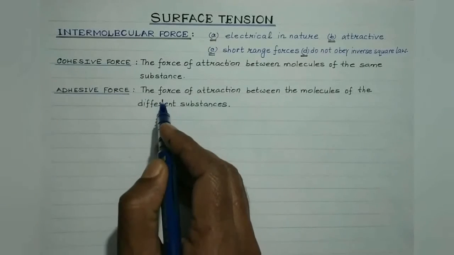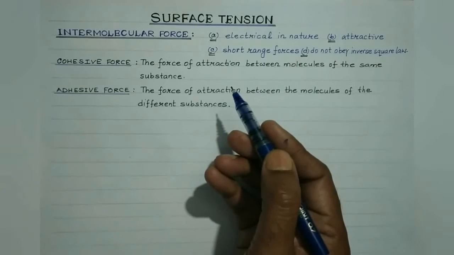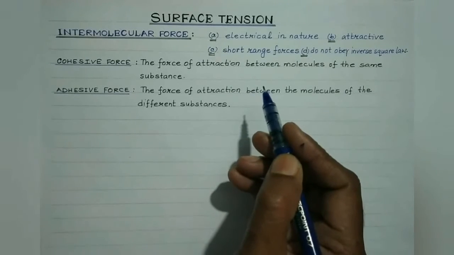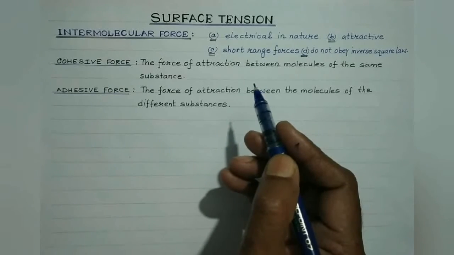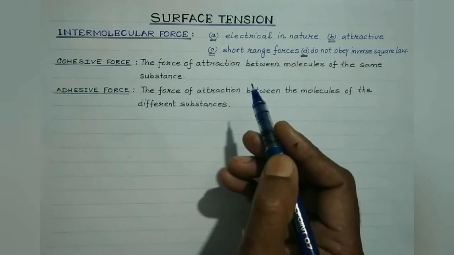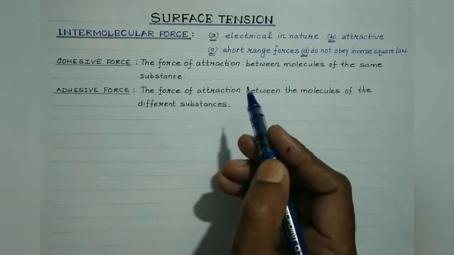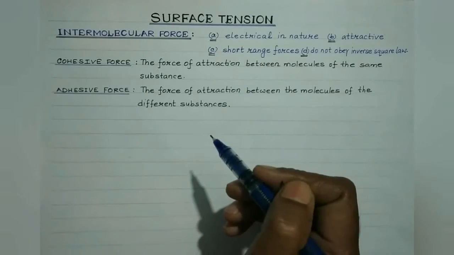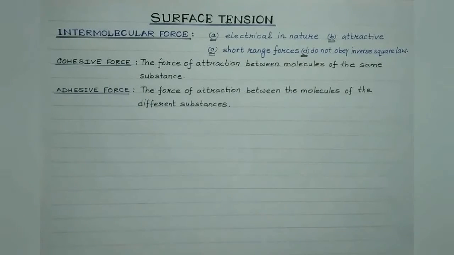The examples of adhesion are the sticking of glue to the wood or paint to the wall, or for that matter, we are able to write on the blackboard. That is because the particles of the chalk basically stick to the blackboard due to the large force of adhesion. And this is the reason we are able to write on a blackboard with a piece of chalk. So these are the two basic types of intermolecular forces.